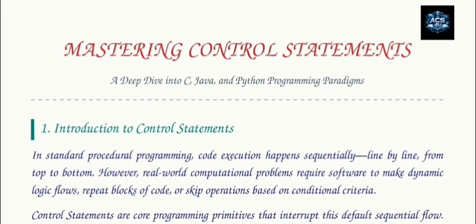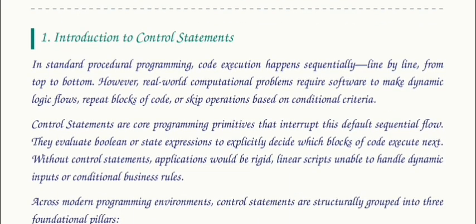However, real-world computational problems require software to make dynamic logic flows, repeat blocks of code, or skip operations based on the conditional criteria. The control statements are the core programming primitives that interrupt this default sequential flow. They evaluate Boolean or state expressions to explicitly decide which blocks of code execute next. Without control statements, applications would be rigid, linear scripts unable to handle dynamic inputs or conditional business rules.